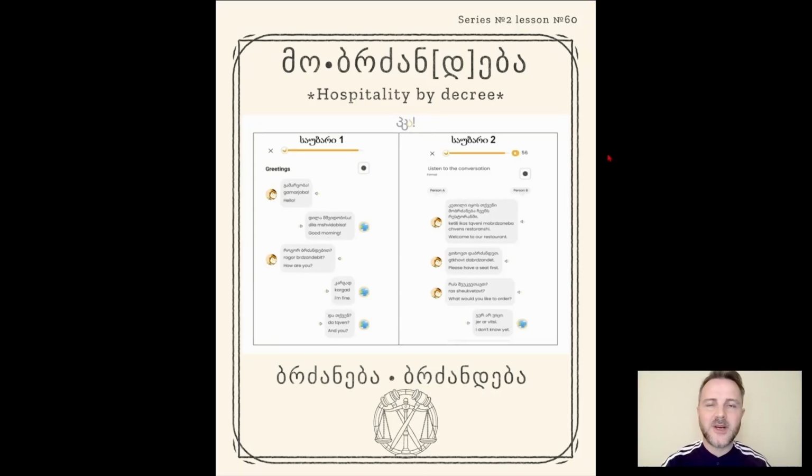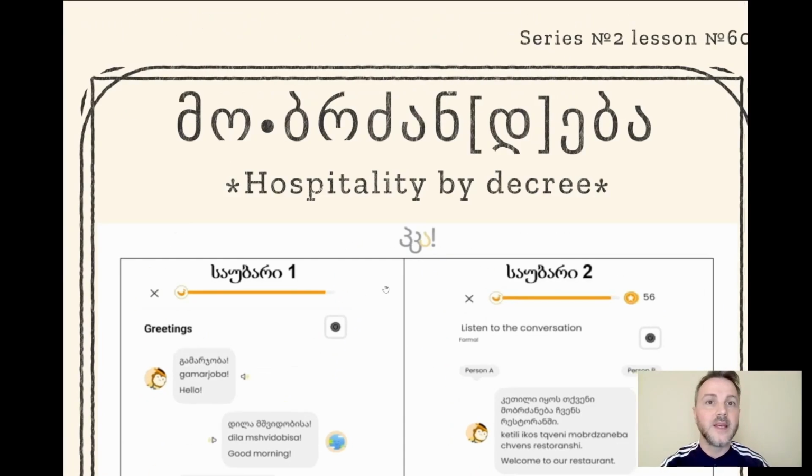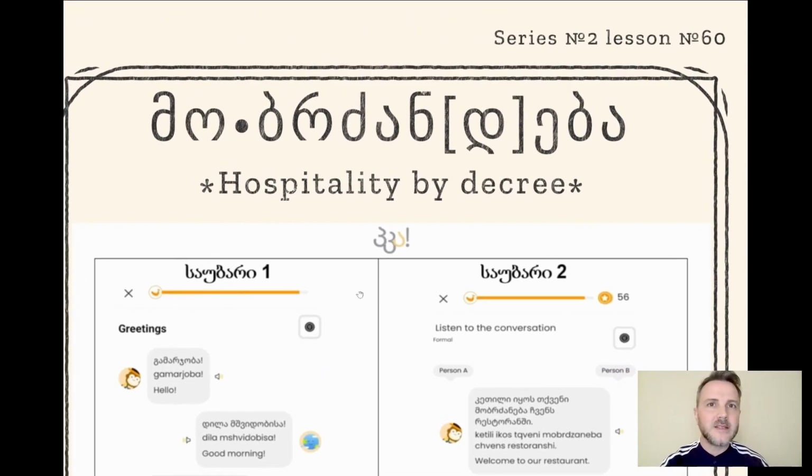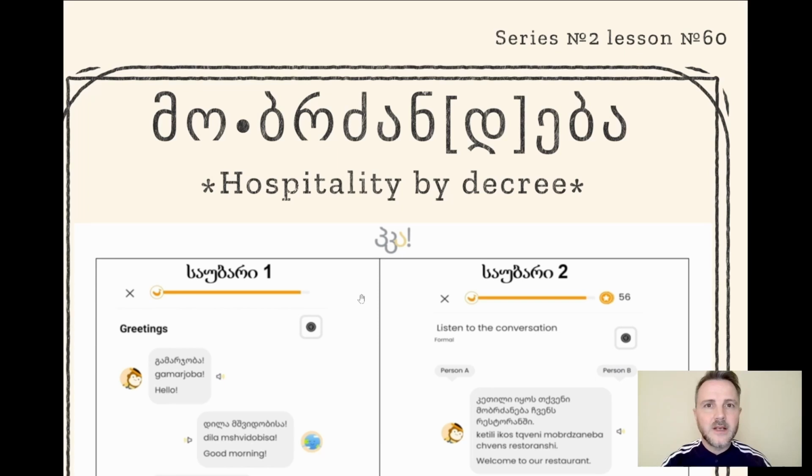Let's begin with my Instagram poster, and at the top you can see the title of today's lesson, lesson number 60, Hospitality by Decree. In this lesson, we're going to be looking at words which contain, at the very root, BRDZAN. I've added DEBA or EBA to this basic root, and then more as well.